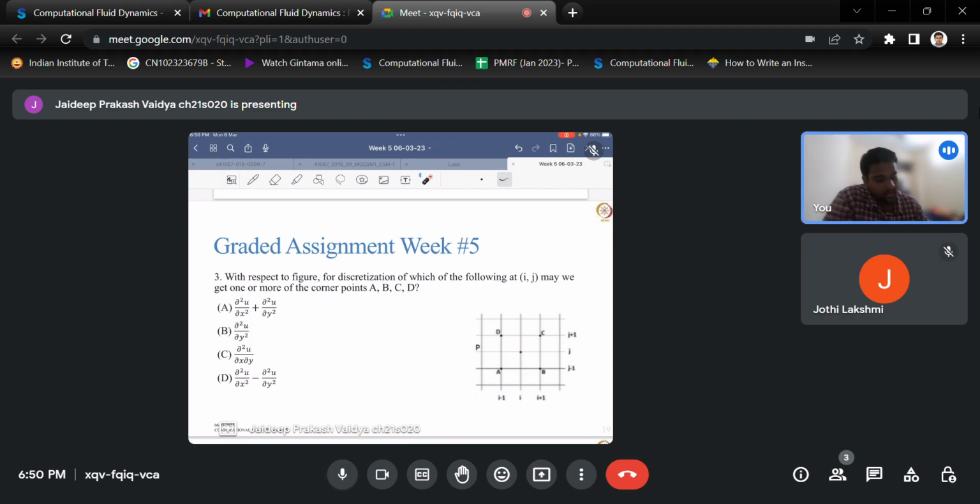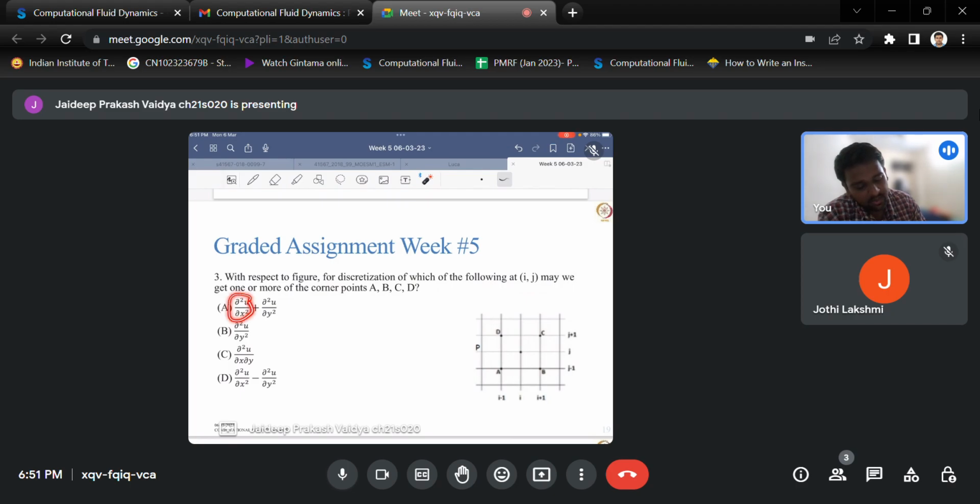Okay, let's resume. With respect to the figure that's given over here, in the discretization of which of the following at i j, we may get one or more corner points a, b, c, d. So this is the point corresponding to i and j. So we need to find the operator which deals with a computational molecule that looks like this. That is what is asked in the question.